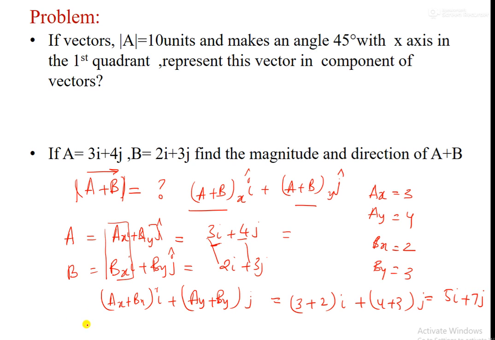So the magnitude is the square root of 5 square plus 7 square. This is the magnitude of the sum, that is equal to root 74. We want to find the direction of this one. Tan theta is how much?